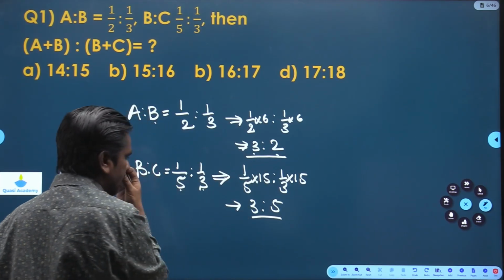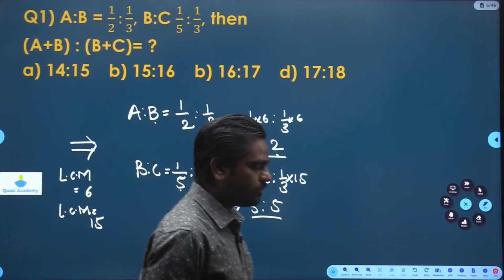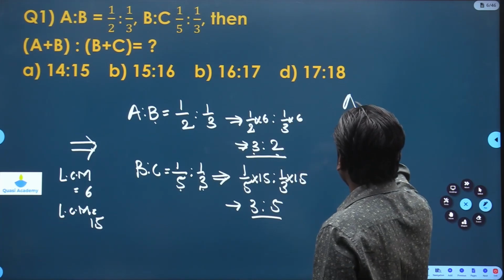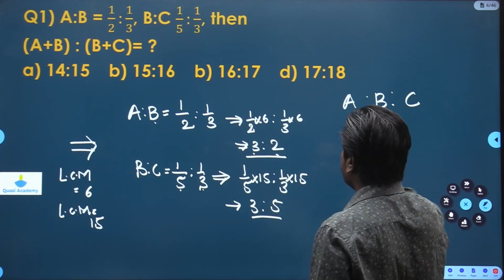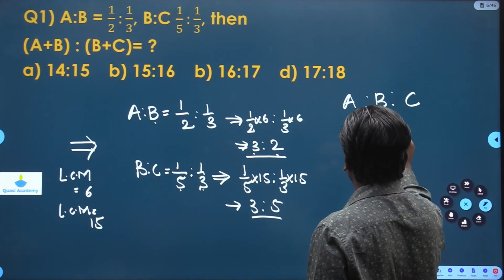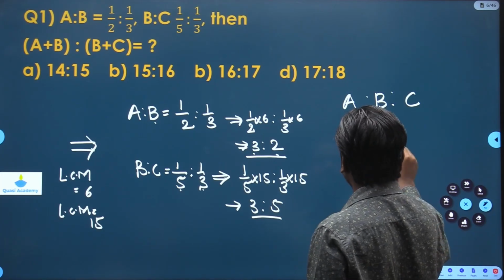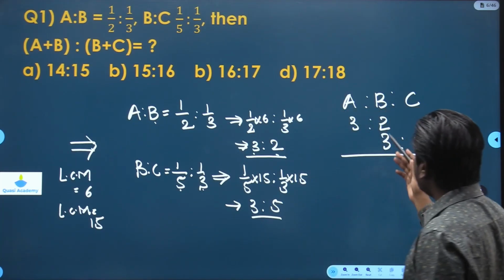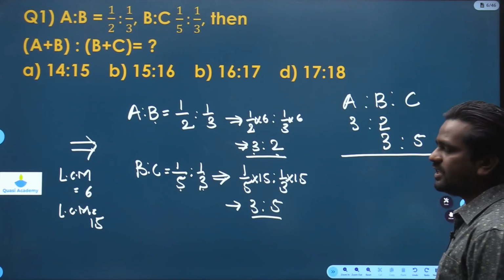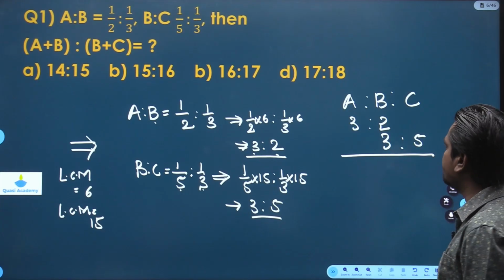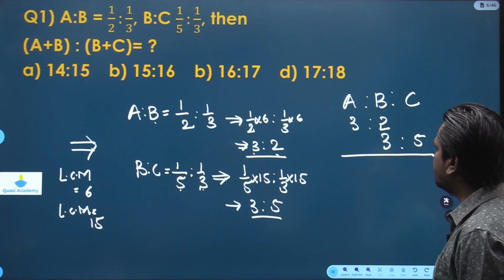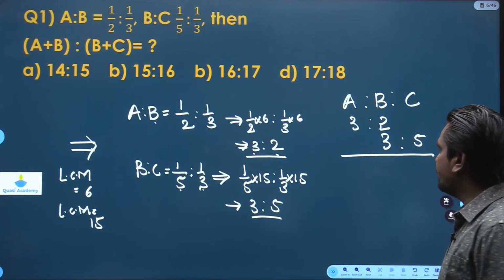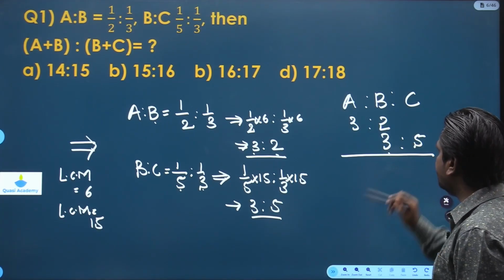Now B is to C is 3 is to 5. Now please understand that A is to B is 3 is to 2, and when B is 2 units, it is in proportion with A in such a way that when B is 2, A is 3. When B is 3, then C is 5.